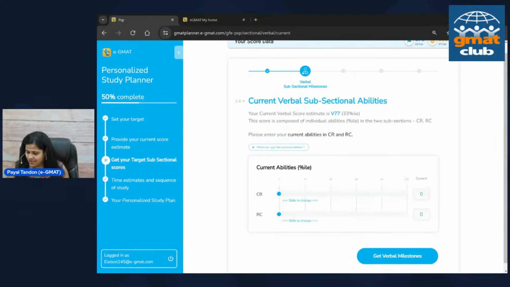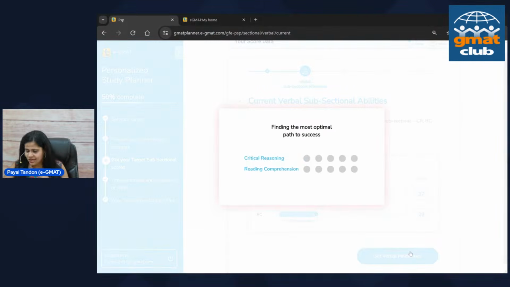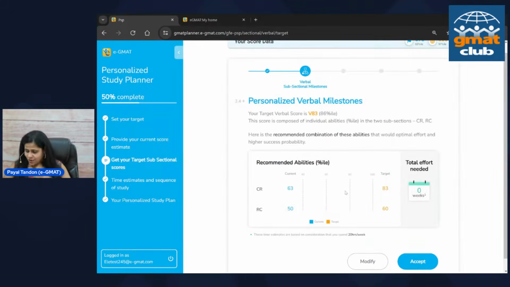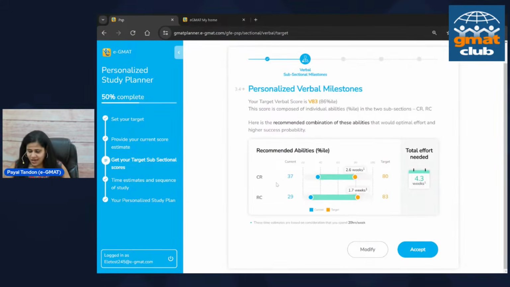Now, the next thing is for me to get more in-depth information with regards to my subsections, because when I'm preparing for verbal, I am actually preparing for CR separately, and then I'm preparing for RC separately. So I put in this information, and these subsectional abilities are what the Sigma X mock provides me with. Then I get my verbal milestones. The system is working through everything, and then it says, okay, in CR, I have to go from 37 to 80. In RC, I have to go from 29 to 83. And it's going to take me about 4.5 weeks, assuming that I'm spending 20 hours per week.